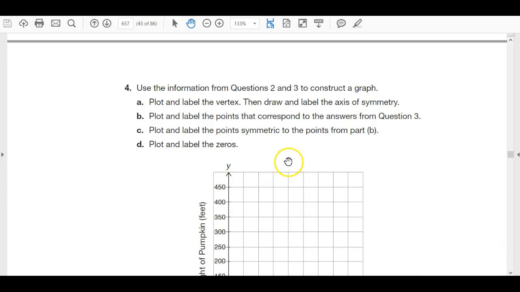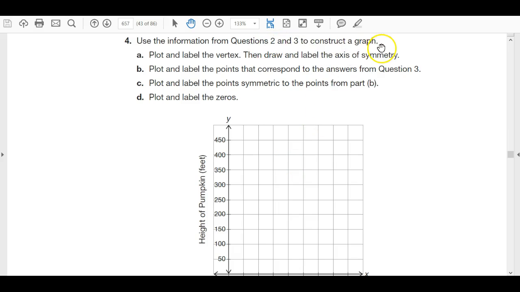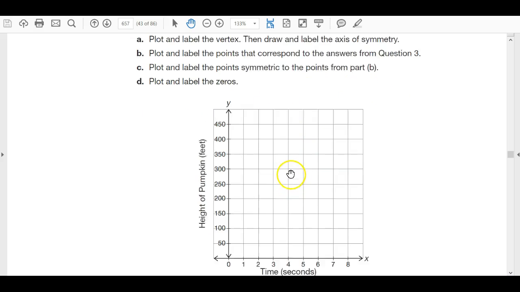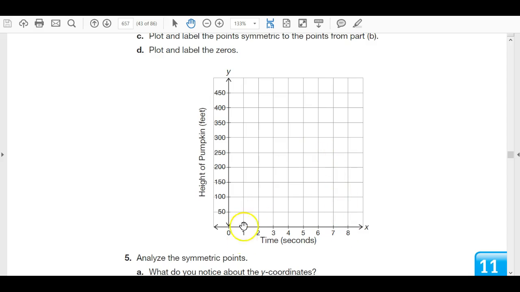All right, number 4. So they want you to construct the graph, right? Plot and label the vertex. Draw and label the axis of symmetry. Plot and label the points that correspond to the answers. Plot and label the points symmetric to the points from part B. Plot and label the zeros. Okay, you can do all that. We just graphed it out together.